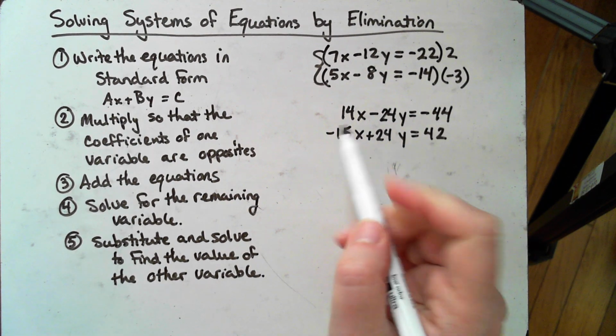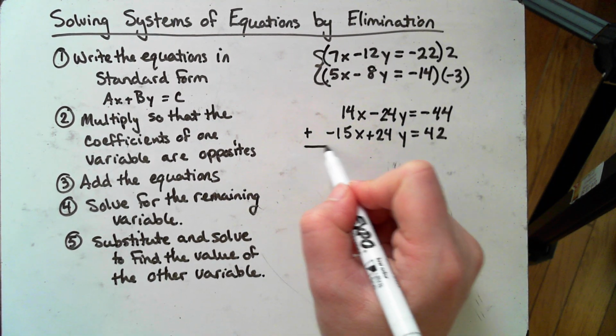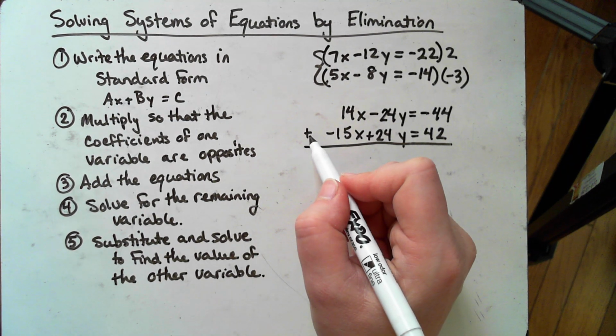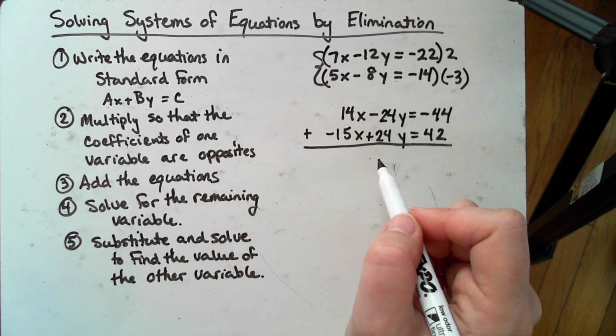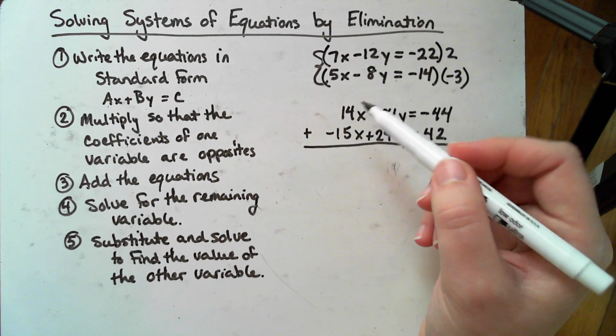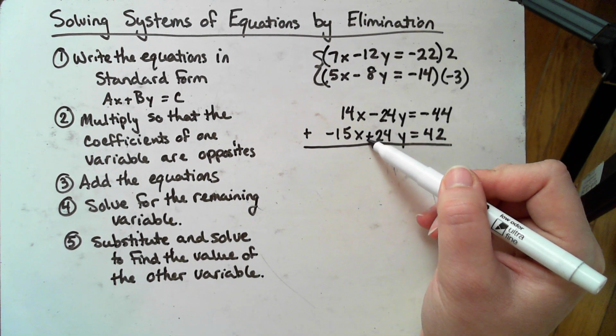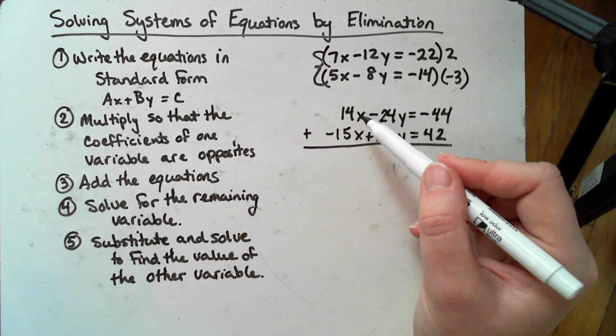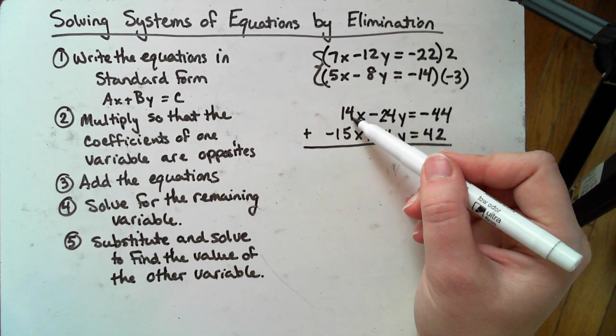Okay, so notice what's going to happen when I add these two together. Now, side note, you don't always have to add, but I find that when people try to subtract, they make a lot of sign errors. So I always add. I always get those opposite signs and I always add because it's easier to avoid errors with your signs when you're adding.